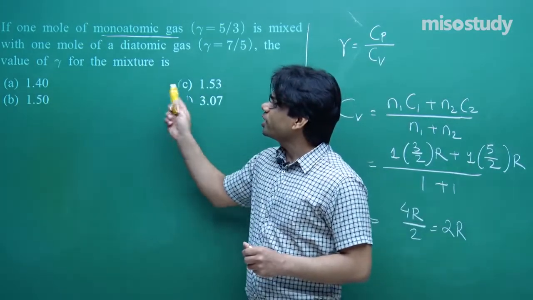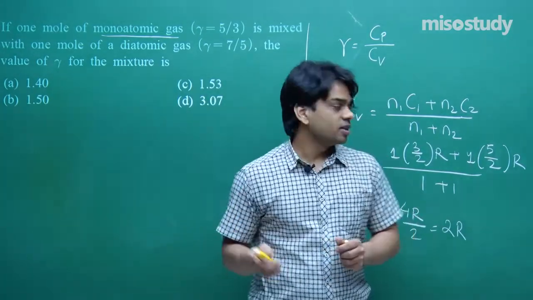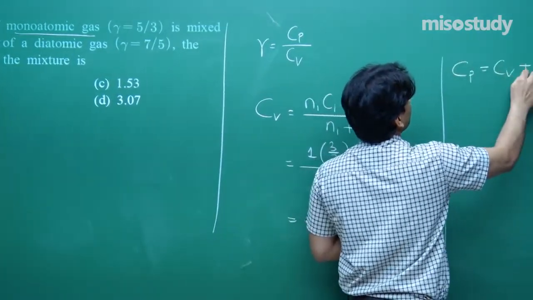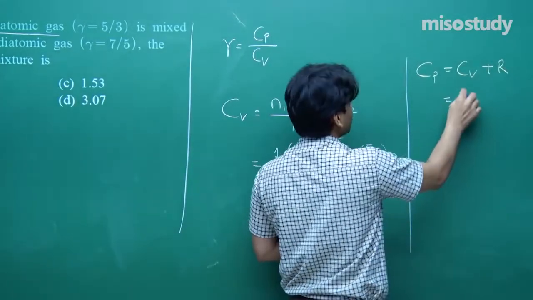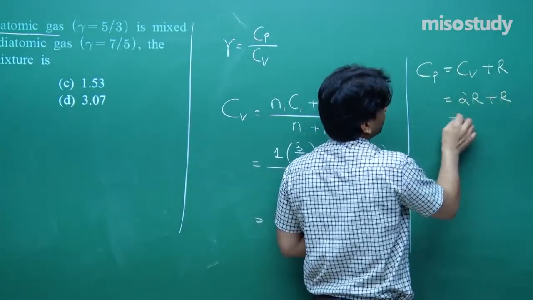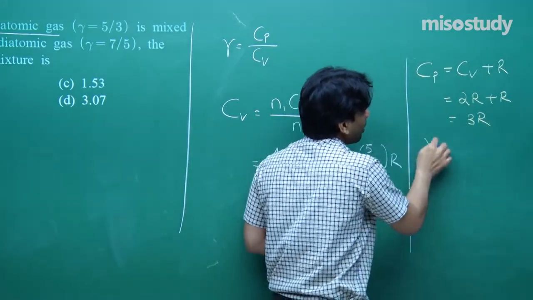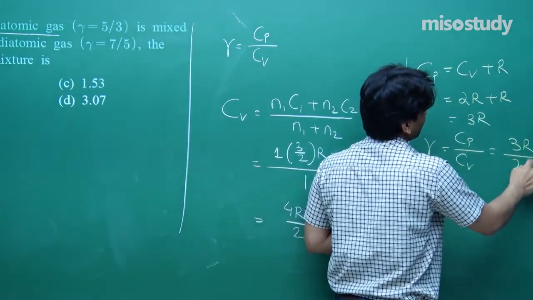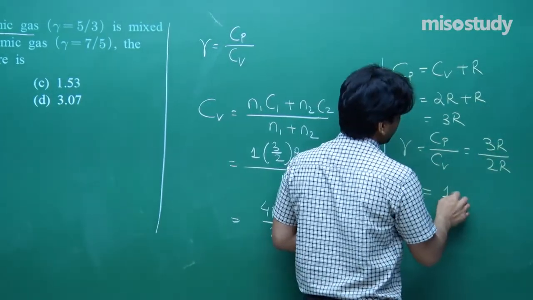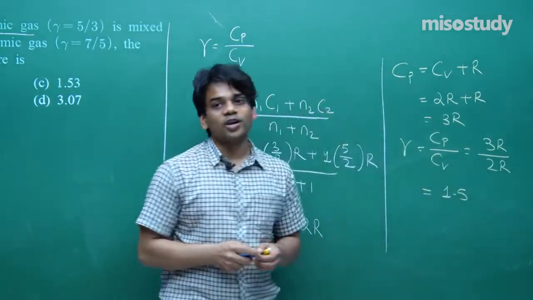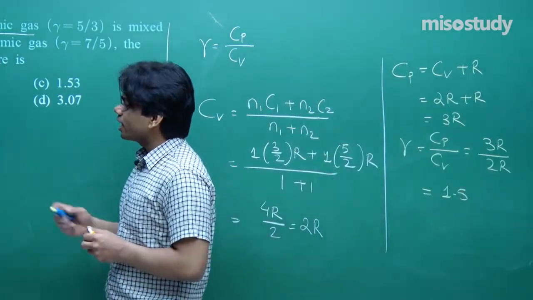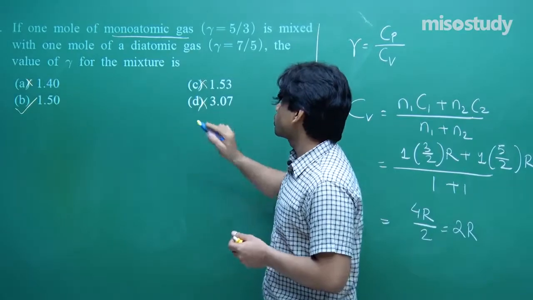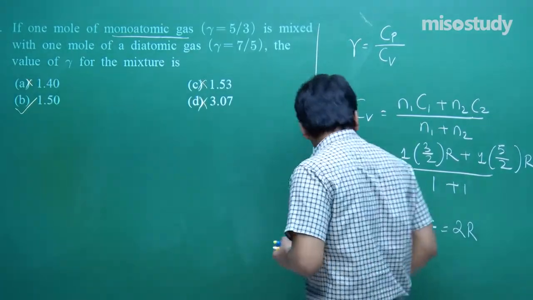Now we need to find the gamma, which means we also need Cp. Cp is equal to Cv plus R, that is 2R plus R, equal to 3R. Now gamma, as I told you, is Cp by Cv, that is 3R by 2R. Clearly you are going to get 3 by 2, or 1.5, that will be the value of gamma. Let me check it clearly. 1.4 no, 1.50 is the right answer, 1.53 no, and 3.07 no. So 1.50 is the right answer for this question.